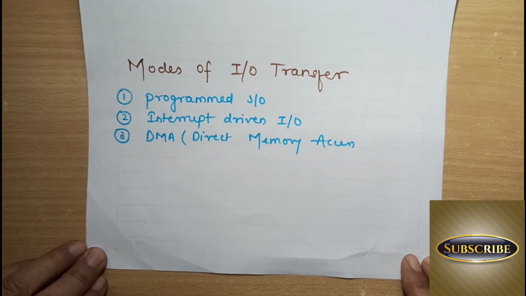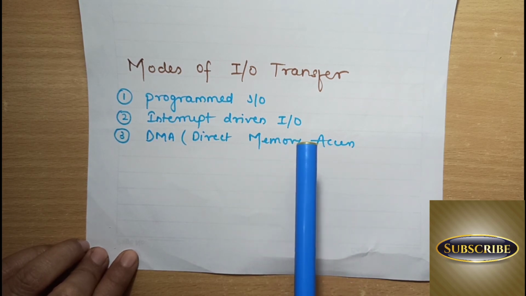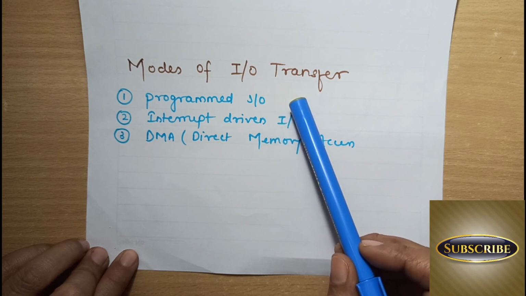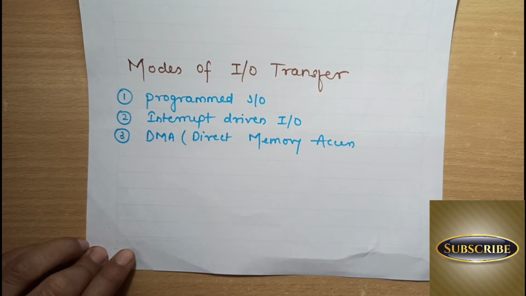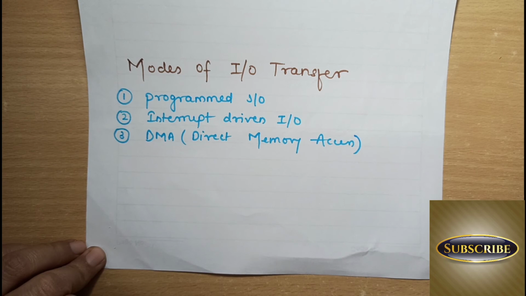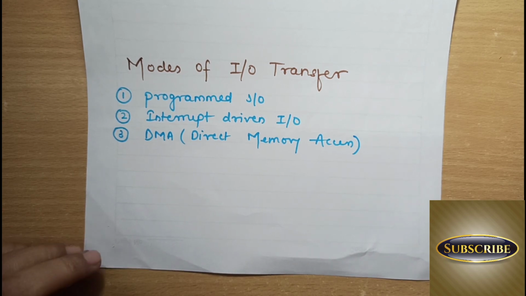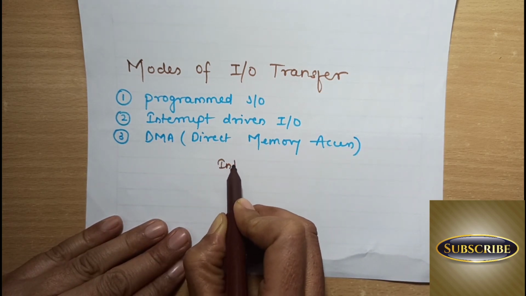So this is modes of IO transfer. There are 3 ways through which you can perform communication between CPU and your IO devices. The first one is programmed IO, second is interrupt driven IO, and third is DMA, that is direct memory access. We will be discussing these 3 methods in detail in upcoming videos. But before discussing all these 3 topics, I would like to tell you about what is interrupt. Right? So what is interrupt?